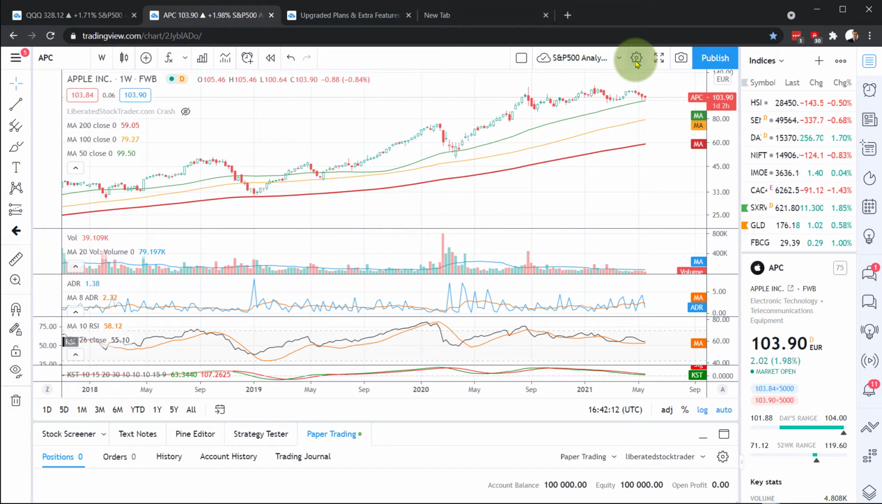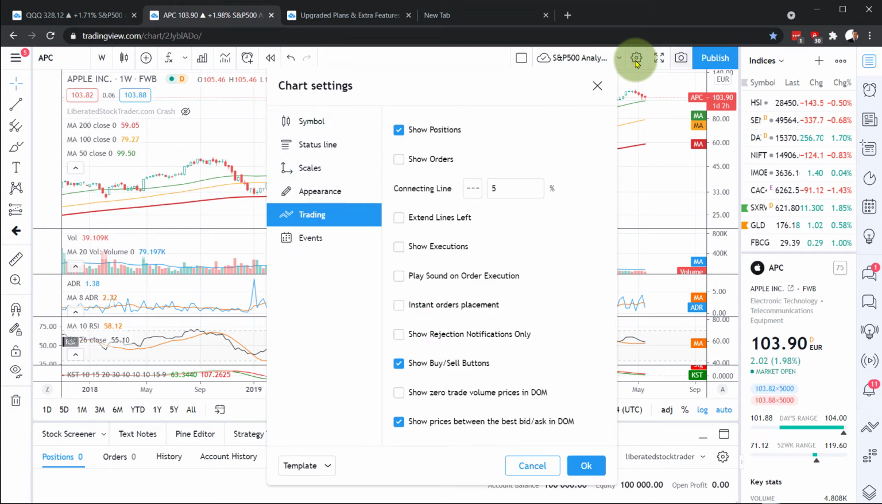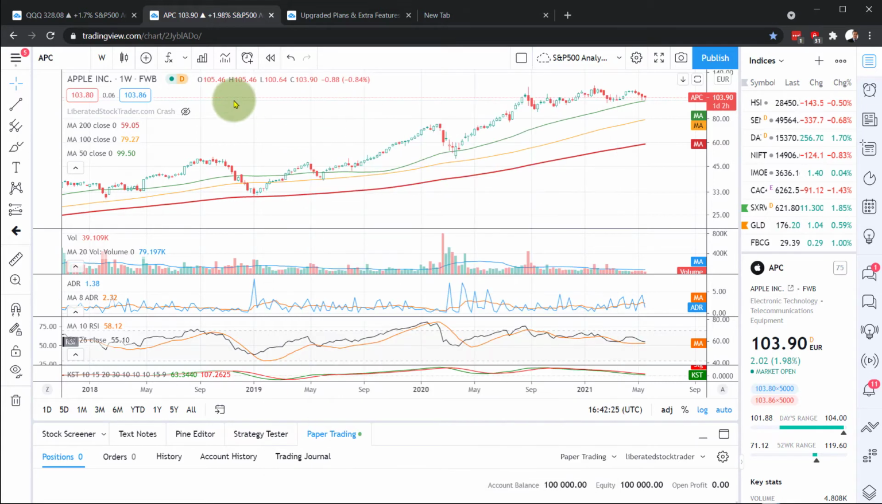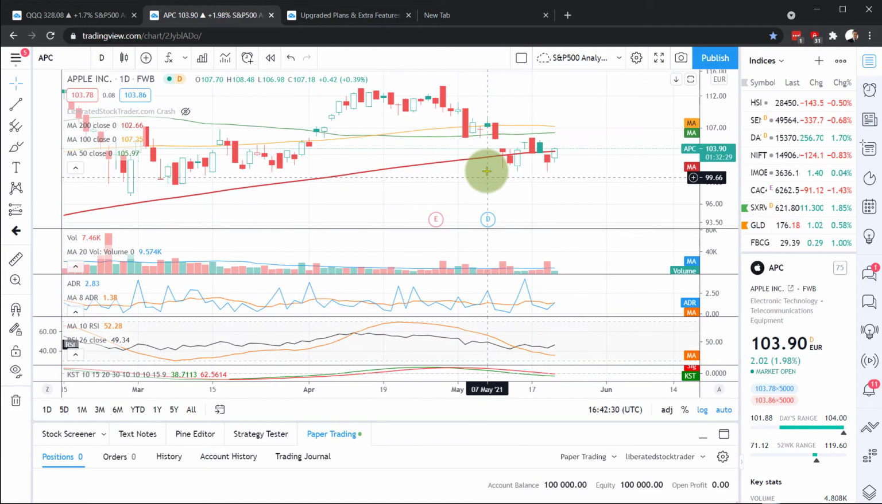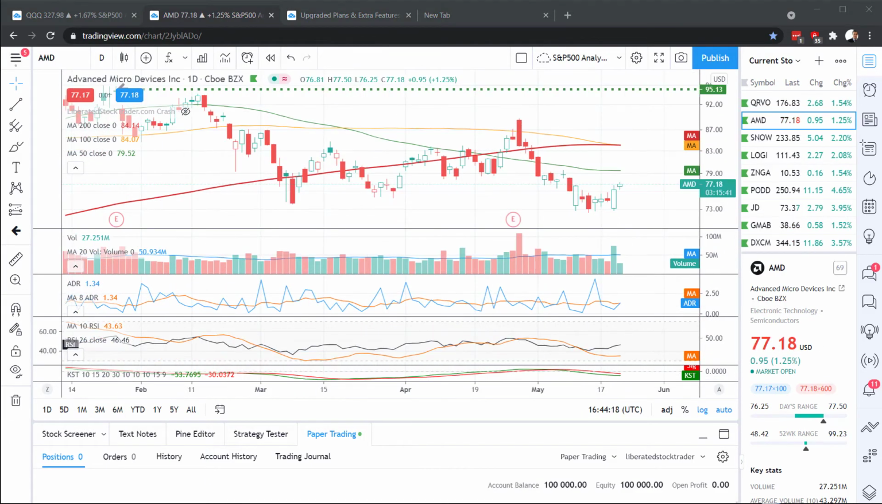Now I can configure these charts however I wish. I can jump into the settings and trading. I want to show positions, show orders, show the buy and sell buttons. So I'm going to put this into 1 day. In order to demonstrate the buy and sell, the trading from the charts, I'm looking at a stock I currently own, AMD.